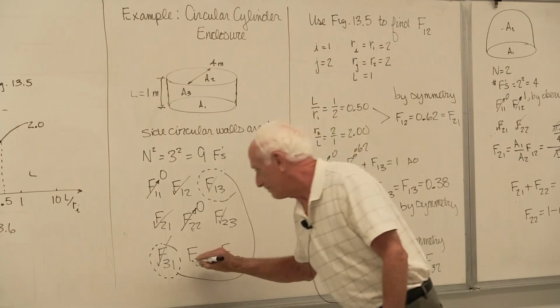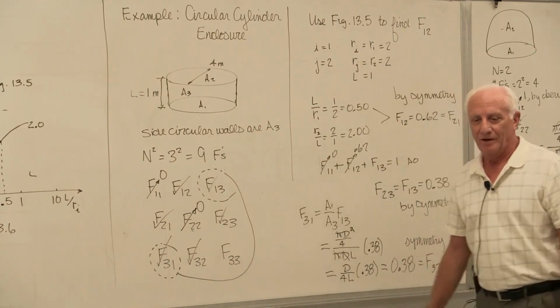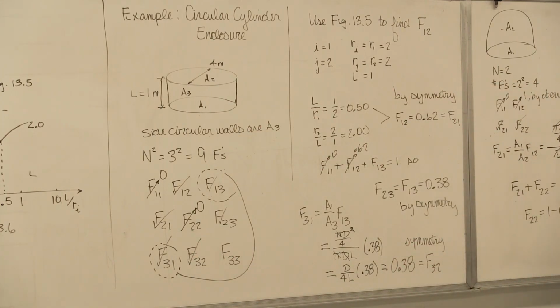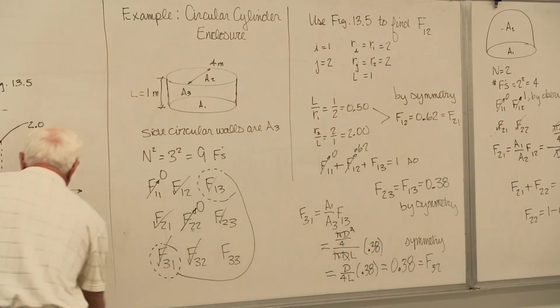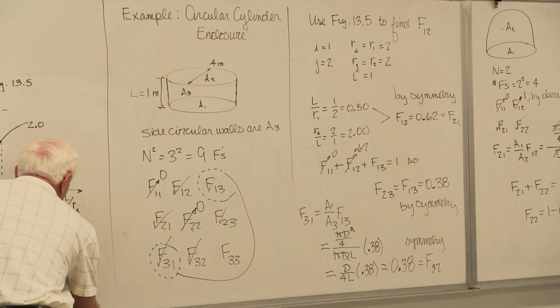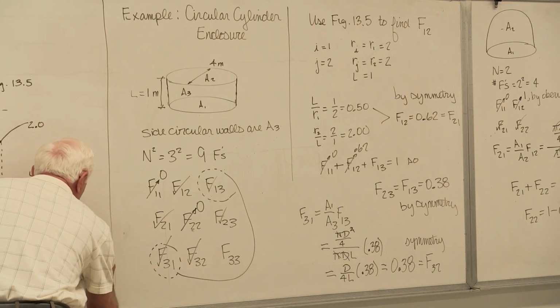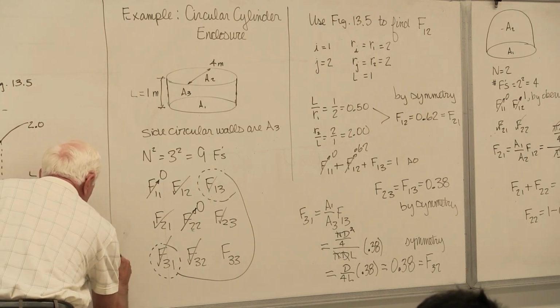All right, I got F31, F32. Here's the rule. On any row, when you put them in that format, if you don't know one F in a row, you say, F is enclosure law, F31 plus F32 plus F33 is 1. F31 plus F32 plus F33 equal 1.